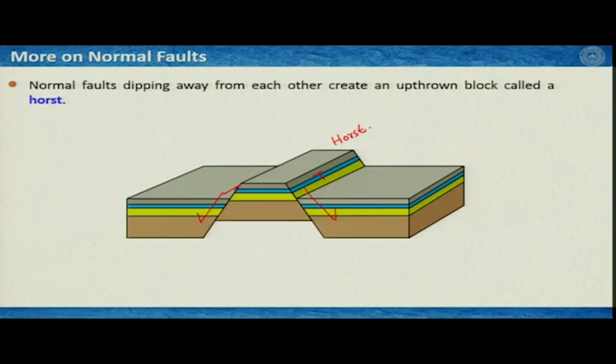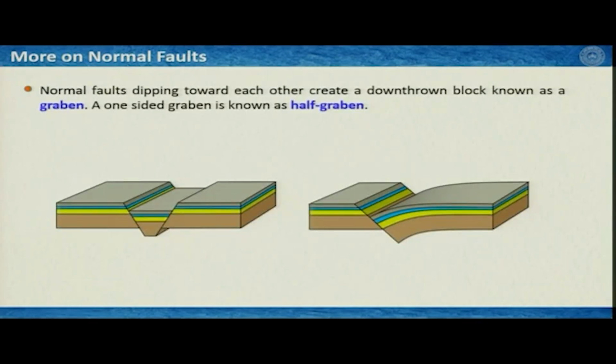faults. If the opposite happens, that means the normal faults dip towards each other, then they create a downthrown block, and this is known as graben. So, again you see that this part went down this way and this part went down this way. So, these are two normal faults again in conjugate sets, but they are dipping towards each other. So, this fault is dipping this way and this fault is dipping this side, and therefore, the block in the middle pushed down, and this is known as graben.